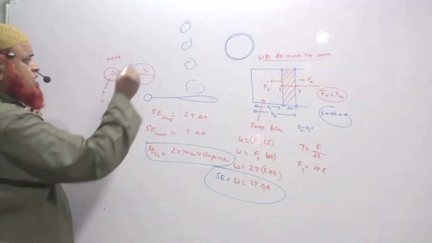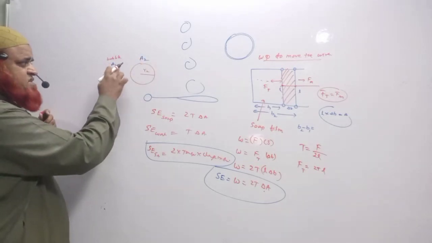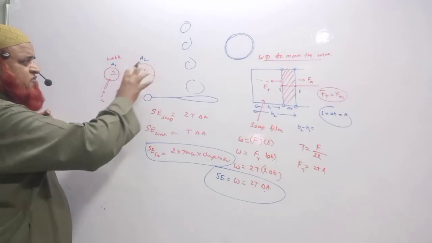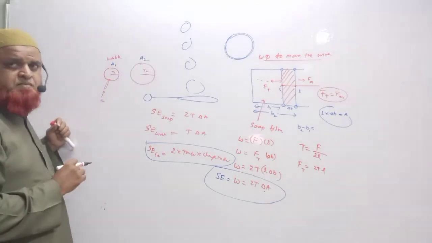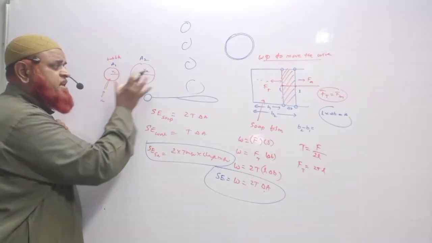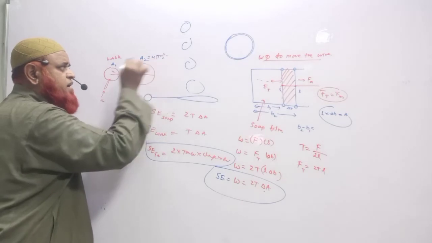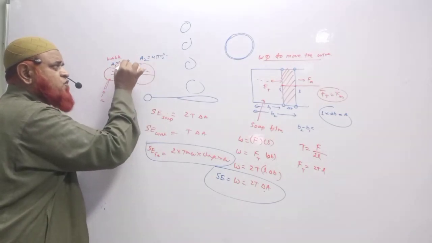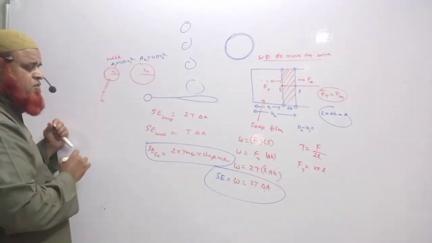Okay, so this is area A2. Previously the surface area of the bubble was A1. Now the surface area of the bubble has been raised by blowing the air inside, increasing the volume. So the area here is 4 pi R2 square. Previously the area was 4 pi R1 square. This is going to be the surface area here now.